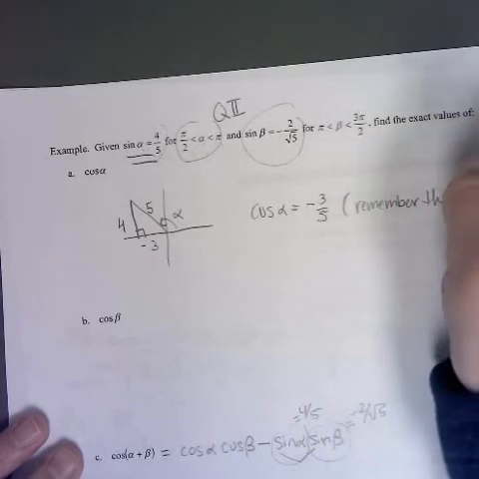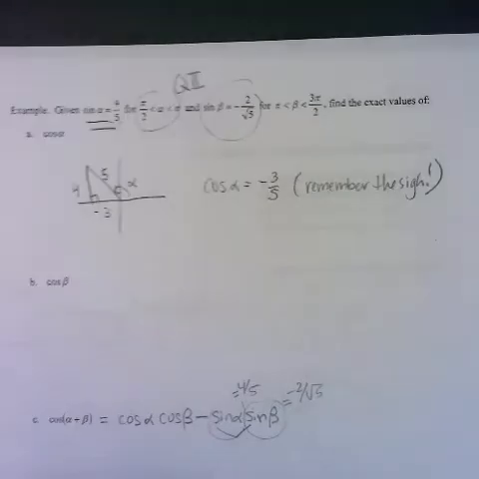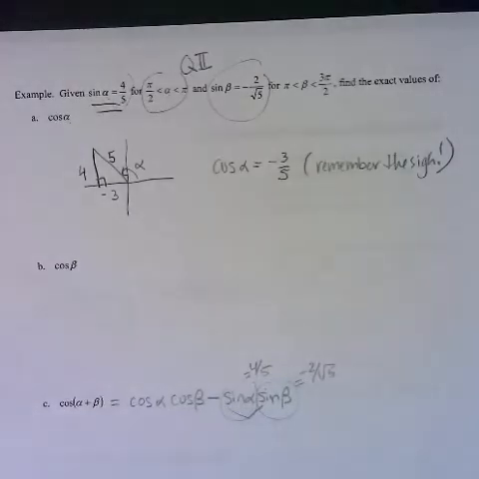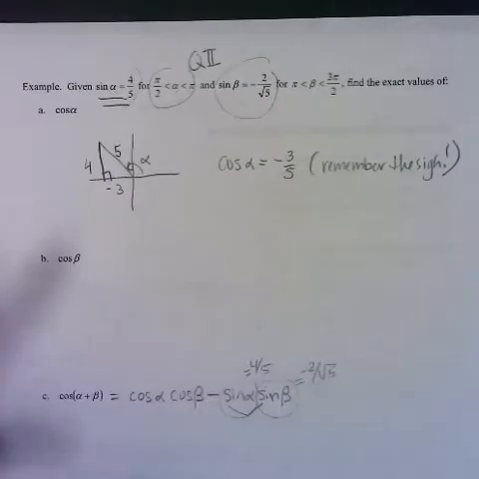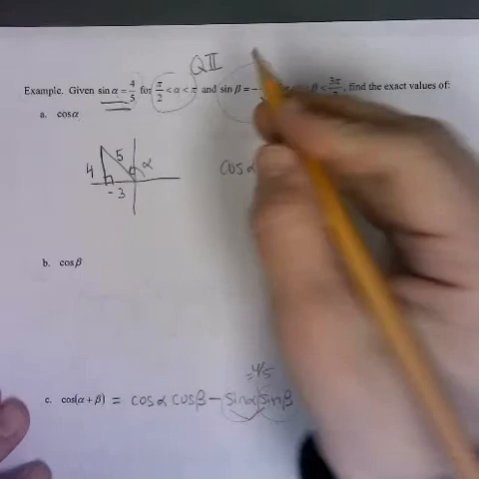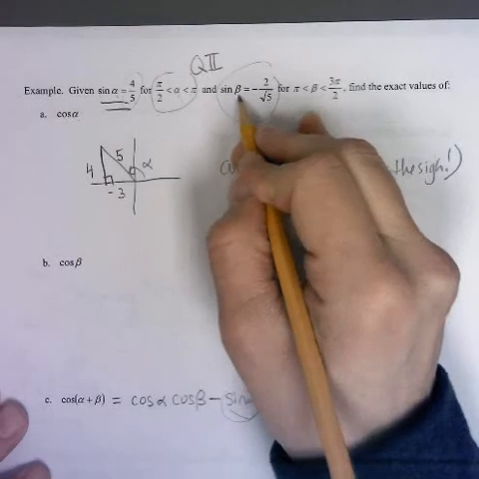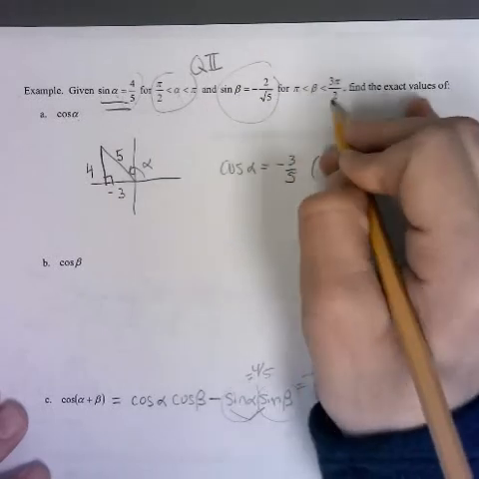Not everything is acute, right? Alpha is not an acute angle. So now we know the cosine of alpha. We just need the cosine of beta, and that's for part B. So this time we know the sine of beta. Notice beta is between pi and 3 pi over 2. So that's quadrant 3.